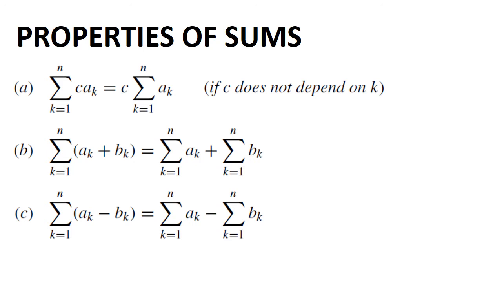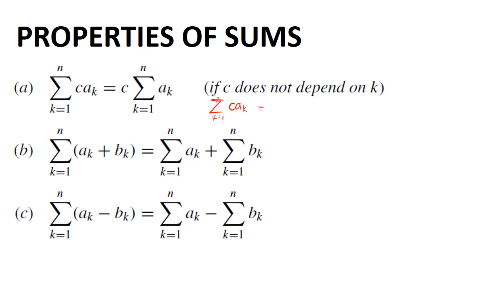Bukod doon, second property is, if you can write your function as a sum of two other functions, which is also, of course, dependent on k, pwede natin siyang paghiwalayin. Okay, I'll just give you a quick proof. For letter A, for example, sige, ito na lang, CAK, from k equals 1 to n, di ba?